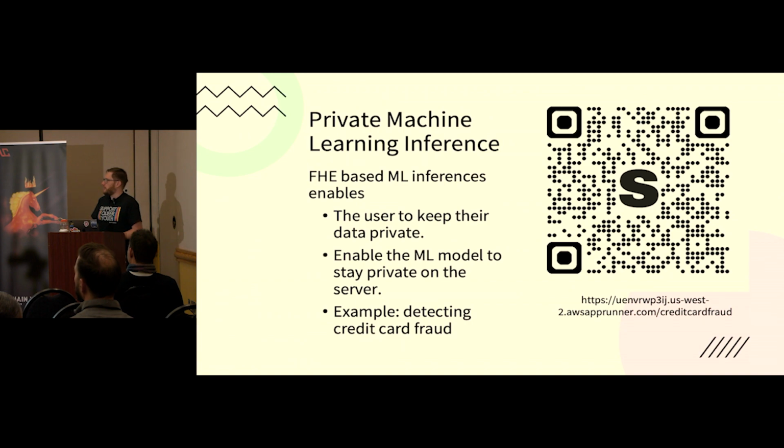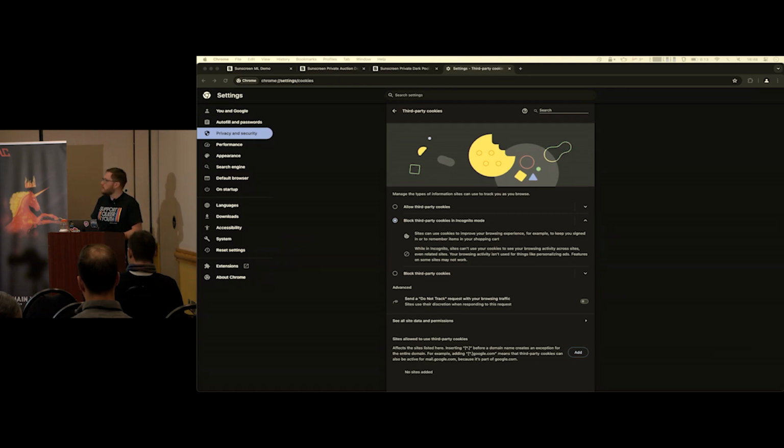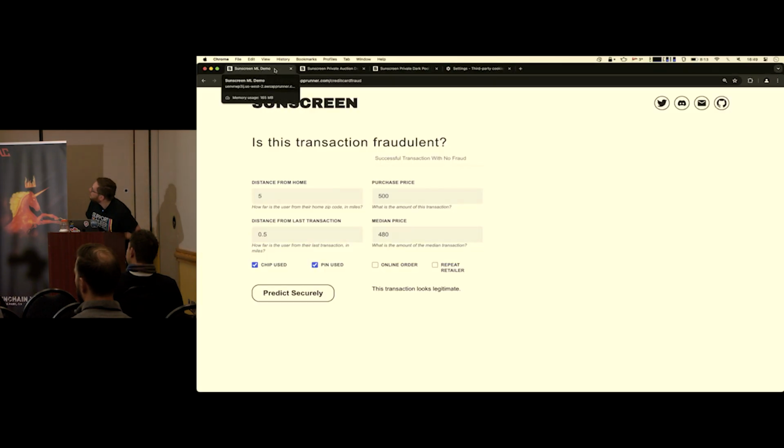So we're going to go through credit card fraud detection. Another example might be private ChatGPT, where you submit your query to the server and it produces the response for you. OpenAI would never know what you asked it, and you would never get the model weights from OpenAI to actually run it yourself. So everyone gets what they want. Let's look at the credit card example.